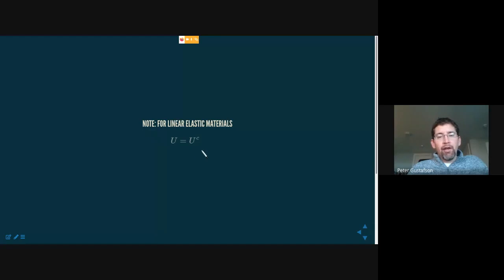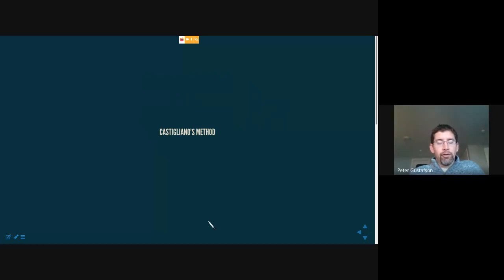So I mentioned this and I kind of drew it already, but for a linear elastic material, this curve is linear, so the areas are functionally the same. So U and UC are the same, and we don't need to worry about distinguishing between them too much. Although in practice, you probably should try to be rigorous about differentiating them whenever you can, just so you don't get yourself into trouble when you have a non-linear elastic material.